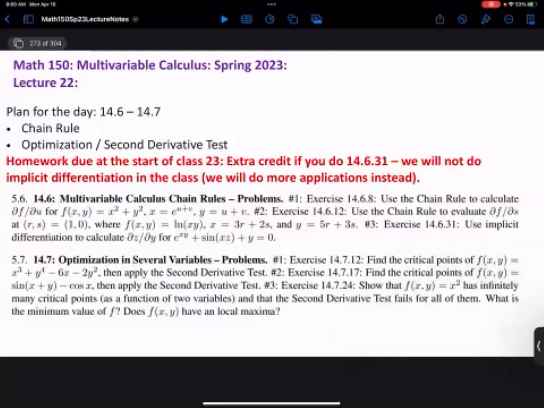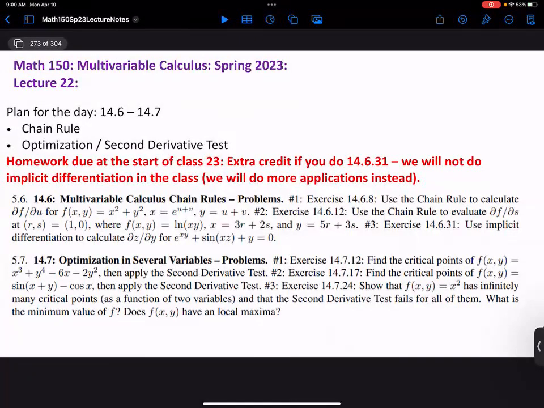Okay, so welcome to Math 150, multivariable calculus. This is lecture 22. So what I want to do today is talk about the chain rule. I want to talk about optimization and the second derivative test. We've already covered a lot of this earlier when we were doing the method of least squares and finding the best fit line. We actually already talked about a lot of the issues with optimization in several variables.